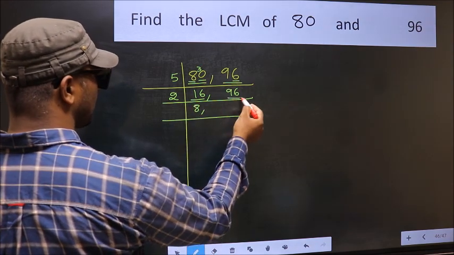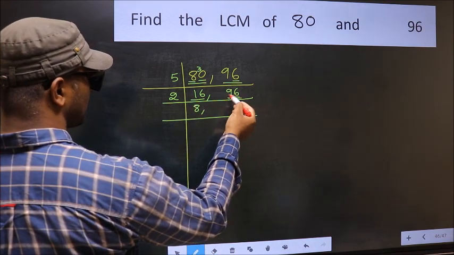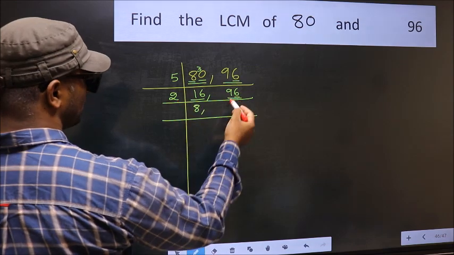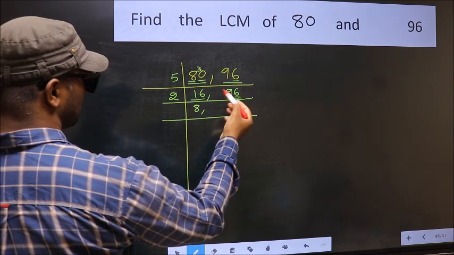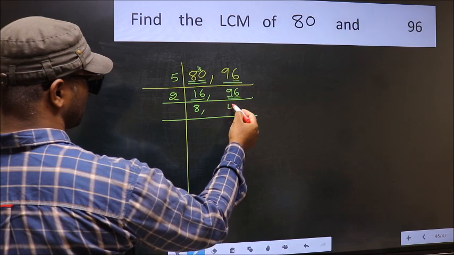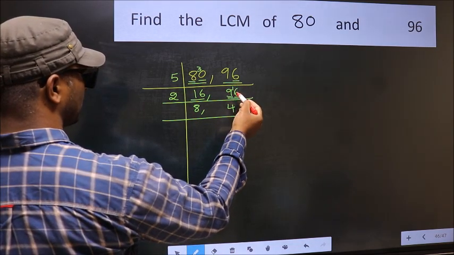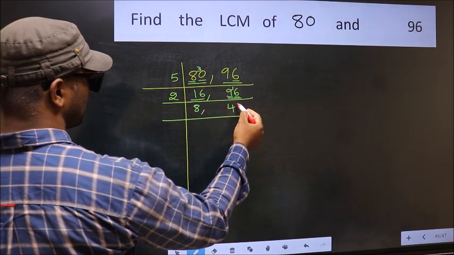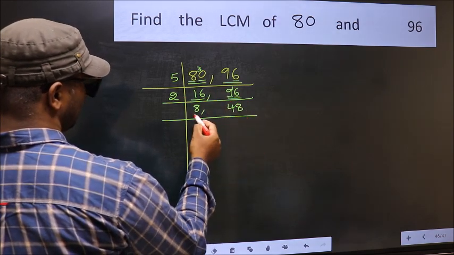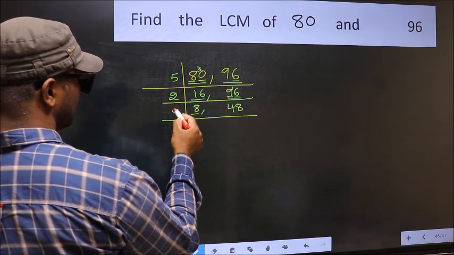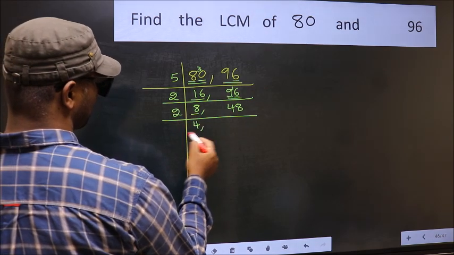The other number 96, last digit 6, even, so this is divisible by 2. First number 9, a number close to 9 in the 2 table is 2, 4, 8. 9 minus 8, 1, 1 carried forward, 16. When do we get 16 in the 2 table? 2, 8, 16.